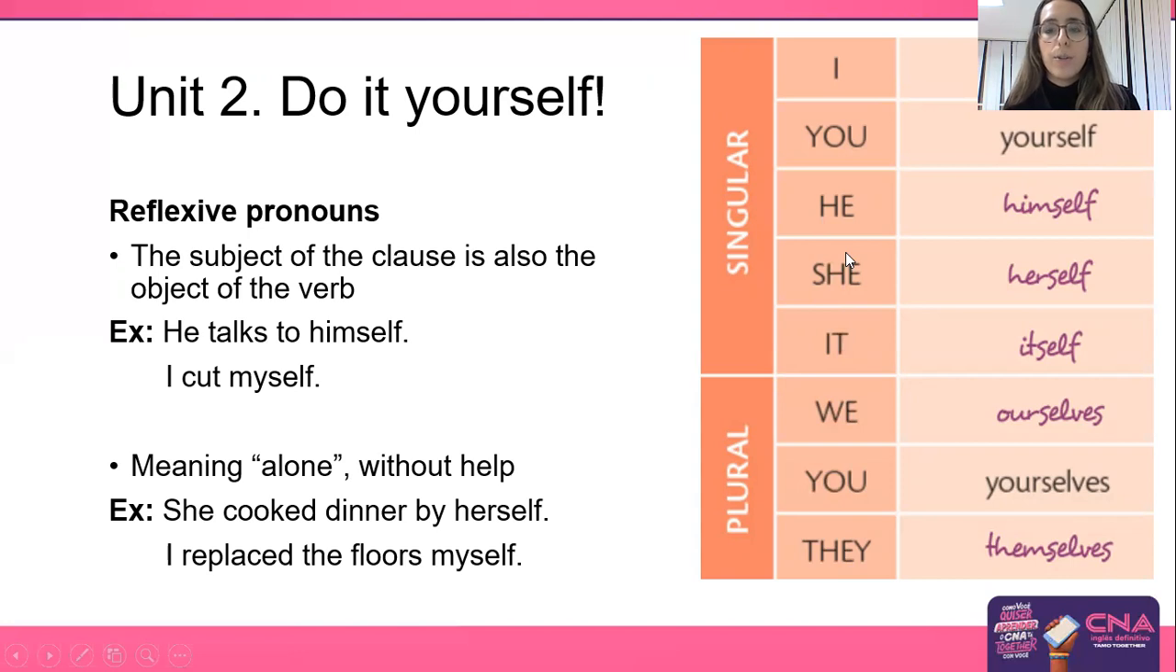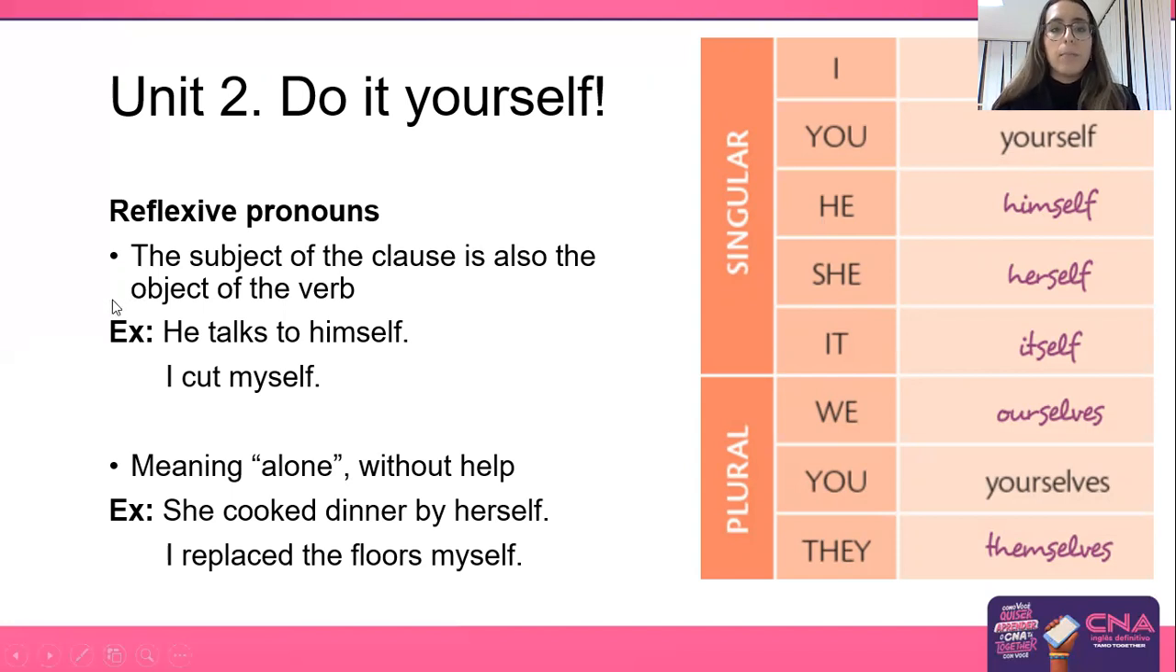Yes, I, you, he, she, it. And the reflexive pronouns: myself, yourself, himself, herself, yes? So when we use reflexive pronouns, guys, we have two different uses, yes? First, if the subject of the clause is also the object of the verb, yes? So you can say that the person that did the action is also the person affected by this action, okay?